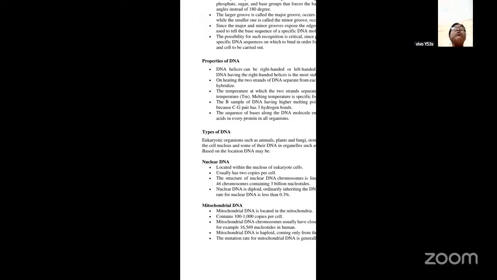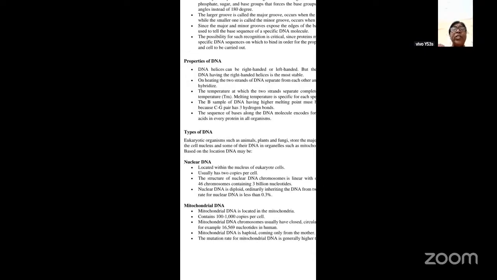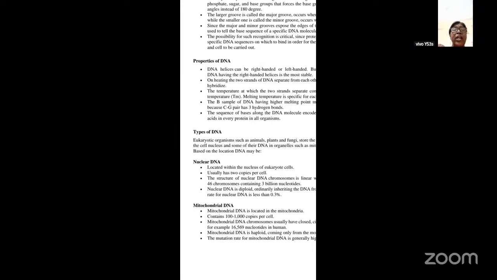Now coming to types of DNA. As I discussed yesterday regarding the types of RNA, here also we find different types of DNA present. Let's see what the different types of DNA are. You all know that eukaryotic organisms like plants, animals and fungi store the majority of their DNA inside the cell nucleus and some of their DNA in organelles such as mitochondria. So based on their location, they have been classified as nuclear DNA and mitochondrial DNA.